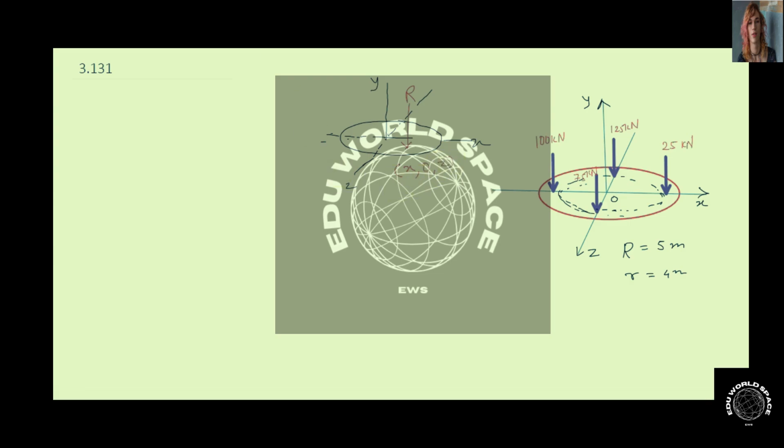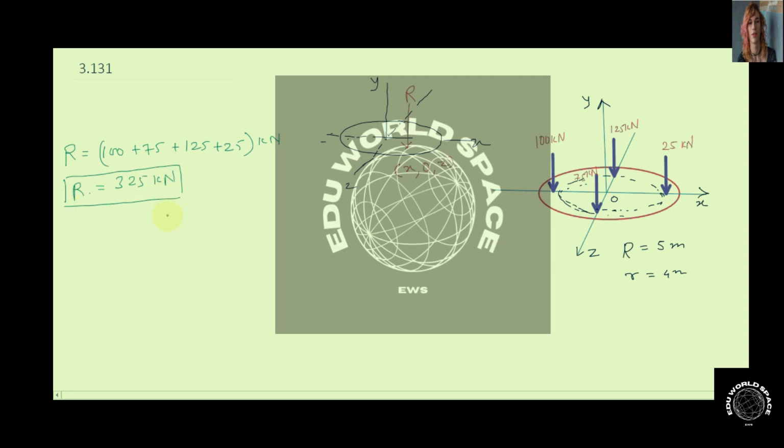So first of all, to calculate the magnitude of R, we can balance the forces along y-axis. If we balance the forces along y-axis, all have the same direction and all are parallel to each other, so we can directly add them up. So equivalent force comes out to be 100 plus 75 plus 125 plus 25 kilonewton. If we solve this, this will be 200, 300, 325. So this comes out to be 325 kilonewton. So this is the magnitude of equivalent force.